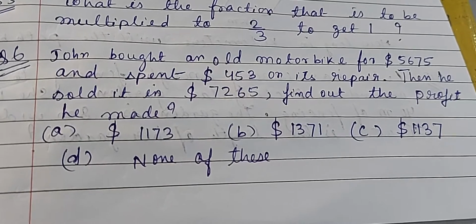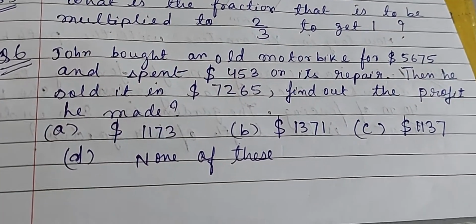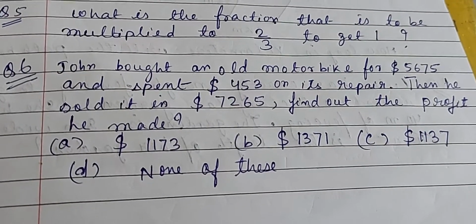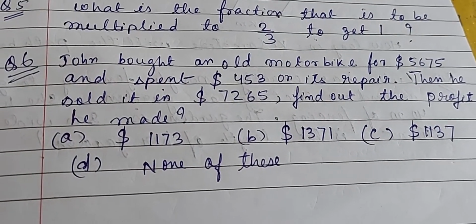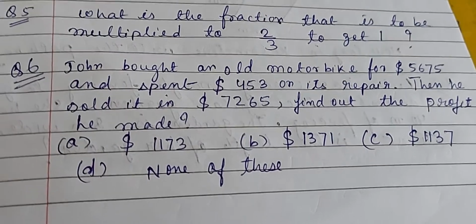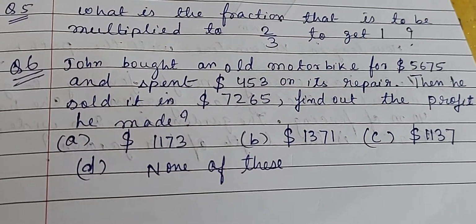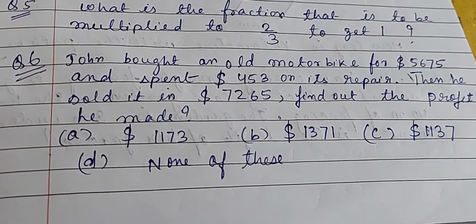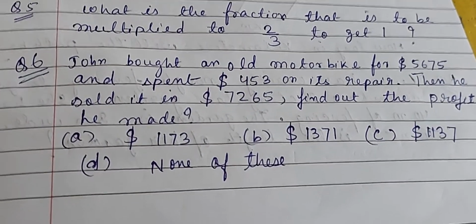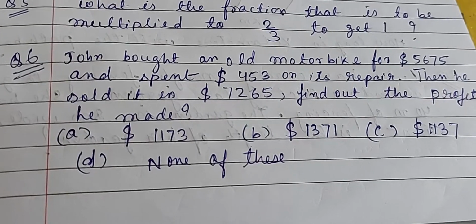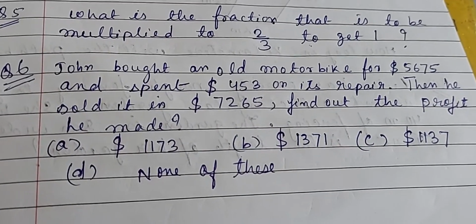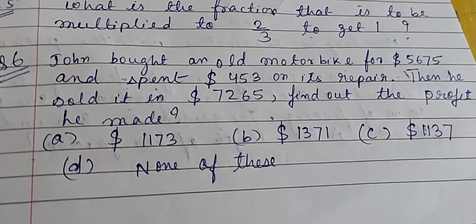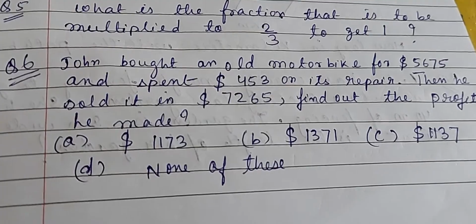First of all, we have to take out the actual cost price from the question. The cost of the old motorbike is $5,675. That we have to add to the $453 that was spent on the repair. This will give you the actual cost price of the motorbike. Now we know that profit is equal to selling price minus cost price. So this will give you the answer for this question.